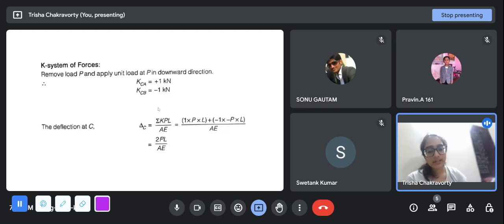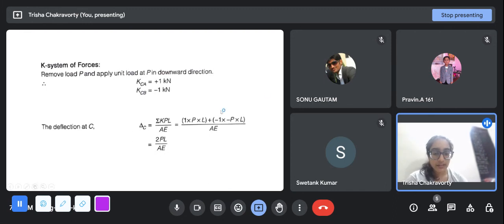So the deflection at C will be, as per the formula, sigma KPL. So 1 into plus P into L, plus, because this term will come as many times in the summation as there are members. There are two members in this, so there are two terms that we have to add: 1 into P into L plus minus 1 into minus P into L by AE, because here the cross sectional area and Young's modulus were the same for both the members. So we get 2PL by AE.